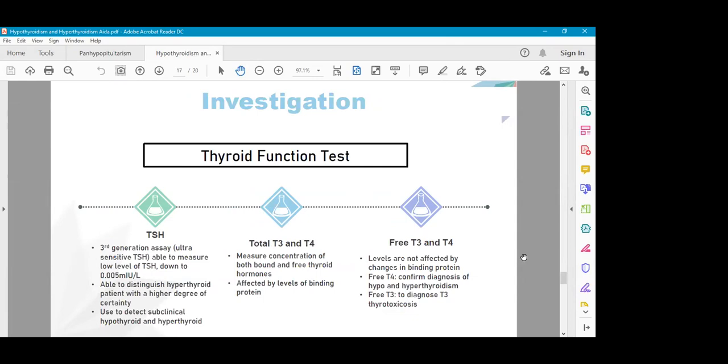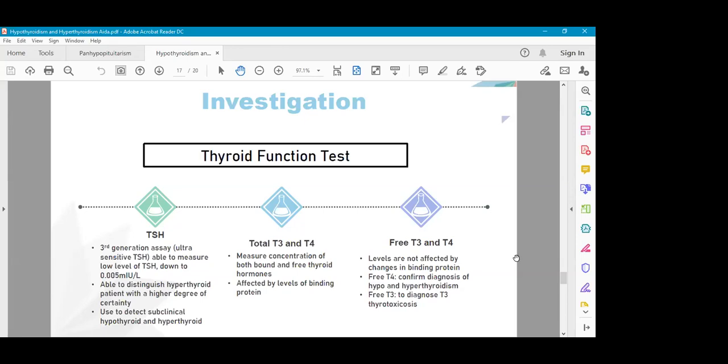And for Graves' disease, the presence of TSI, thyroid stimulating immunoglobulins. Am I answering your question? Yes. Okay, thank you.